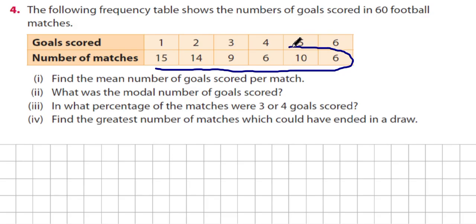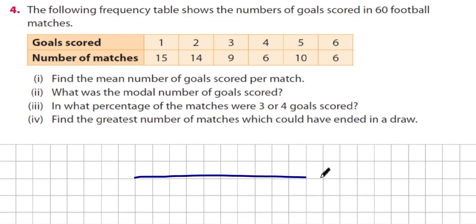How do you know there's 60 matches? And even if you didn't, what does it tell you at the top? 60 matches. That adds up to 29, 38, 44, 54, 60. There are 60 matches, right? Okay, so we're pretty happy about the 60 matches. Now we have to find out the average. So we have to find out the total number of goals that were scored again. So 1 times that.